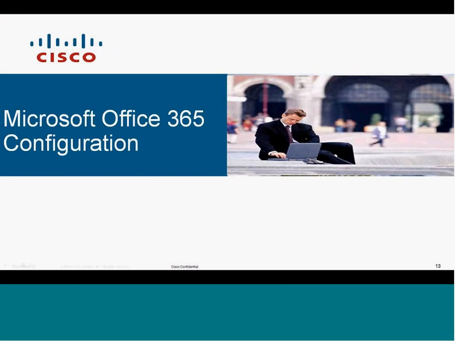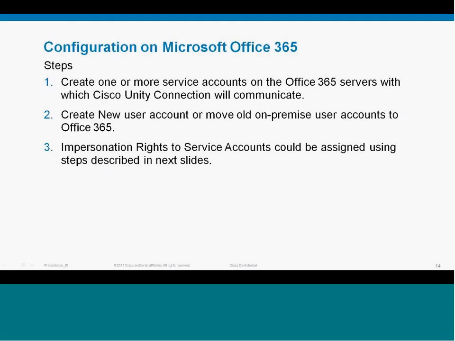Moving forward with the Microsoft Office 365 configuration. Configuration of Microsoft Office 365. Step 1. Create one or more service accounts on the Office 365 server with which Cisco Unity Connection will communicate. Step 2. Create new user accounts or move old on-premises user accounts to Office 365. Step 3. Impersonation rights to service accounts can be assigned using the steps described in the coming slides.